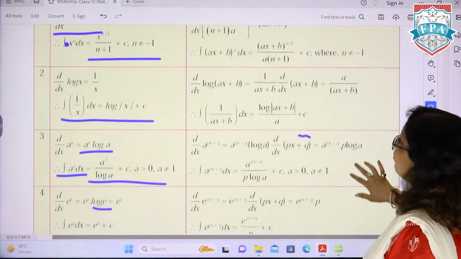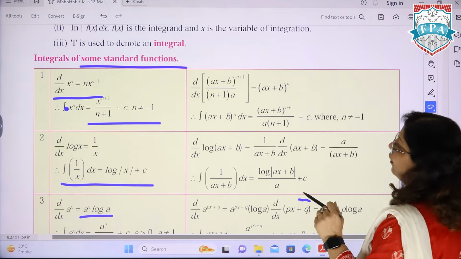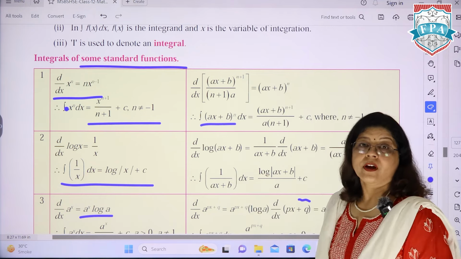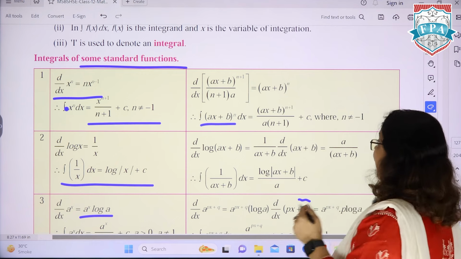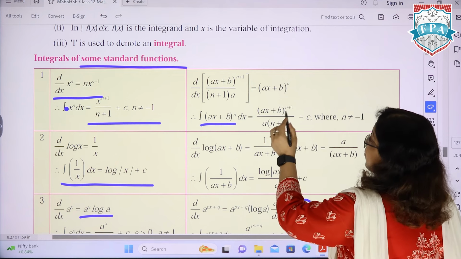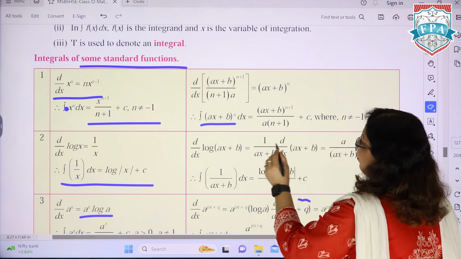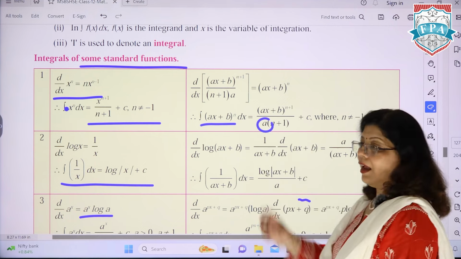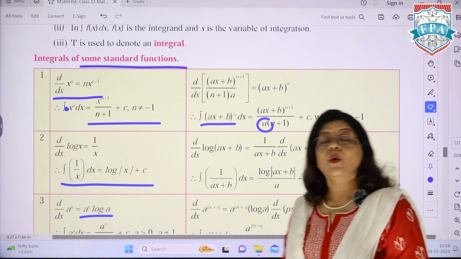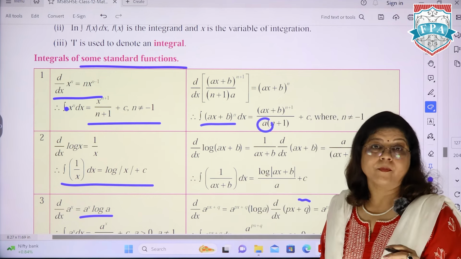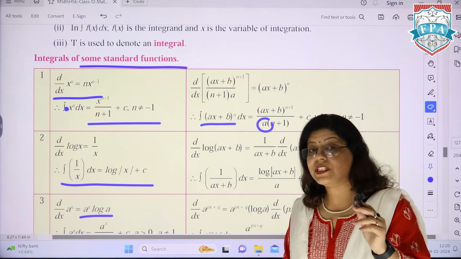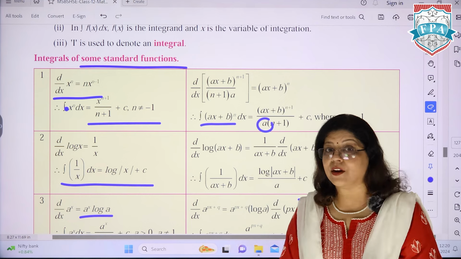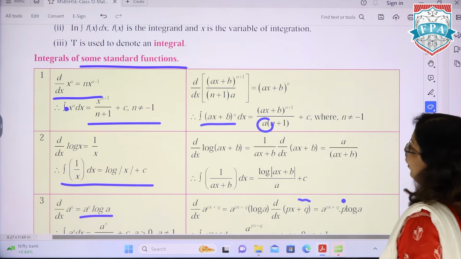Then the same thing if we go with a linear expression like ax plus b. We are dealing with a linear expression in one variable. This will become (ax plus b) to the power of n plus 1 upon n plus 1, and this a, which is the coefficient of x, will be divided over here. Again, in differentiation we used to multiply; in integration, it's the antiderivative, so we are dividing here.